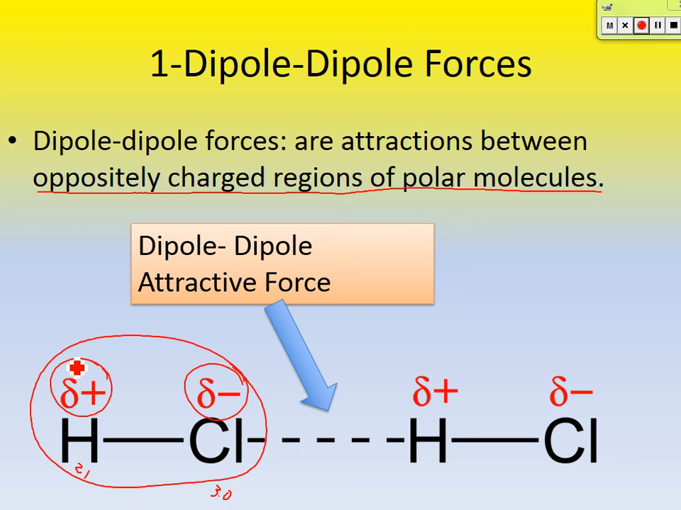Well, if you have more than one hydrogen chloride molecule, if you had another one here, because this chlorine is slightly negative, it's going to be attracted to the slightly positive hydrogen on the other molecule. And so this dashed line here represents that attractive force between molecules, and it's called a dipole-dipole force.